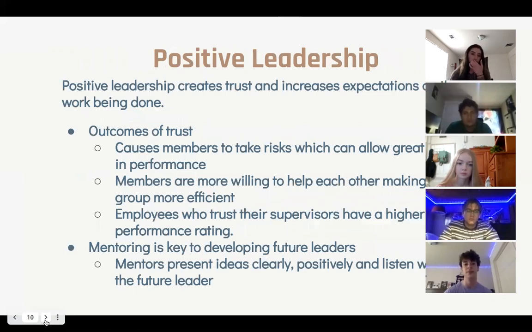Positive leadership creates trust and increases expectations on the work being done. There are several outcomes of trust. It causes members to take risks, which allows great leaps in performance. Members are more willing to help each other, making the group more efficient. Employees who trust their supervisors also have a higher performance rating.